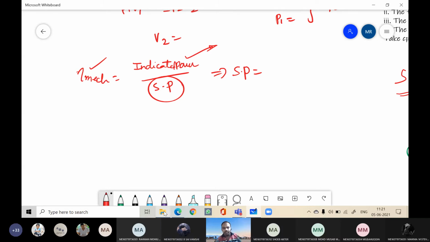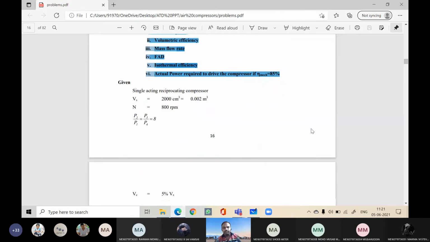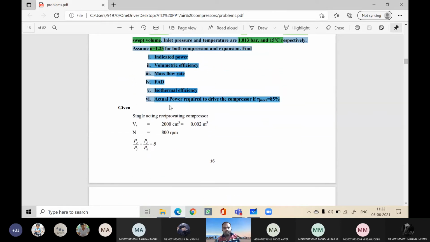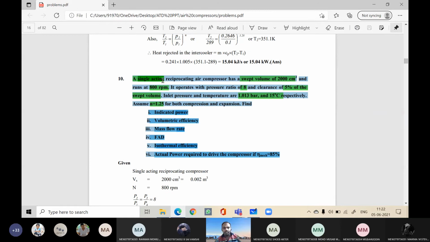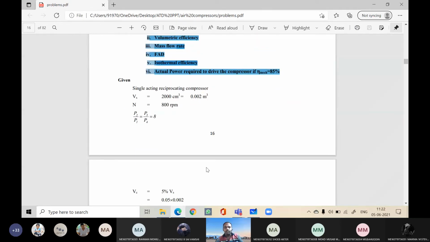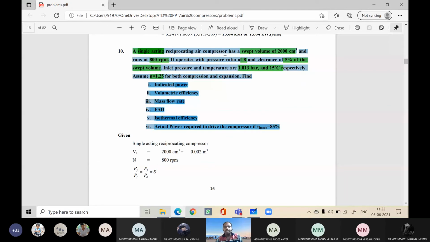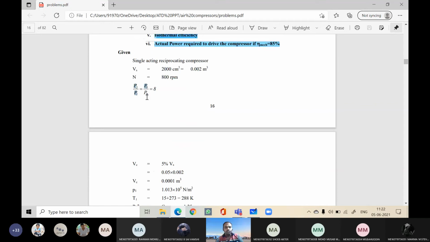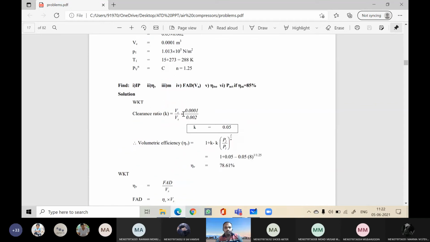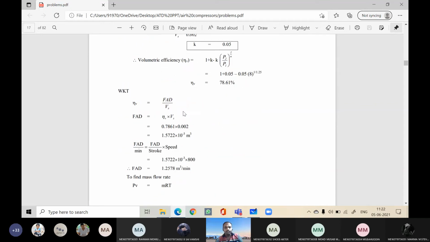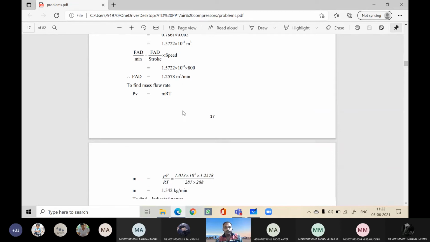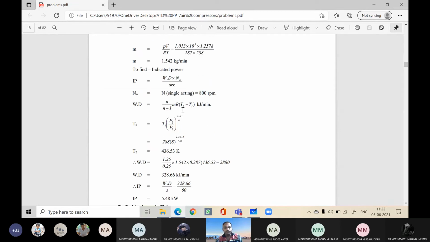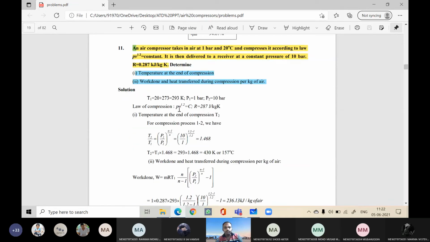One last problem is there. Let me complete. P2 by P1. Why did you take P3 by P4? You didn't specify stages, right? Not required, because he specified only single acting, but he didn't talk about the stages. We are assuming it is single stage only, so I don't think there is any use with P3 by P4. The same thing only.